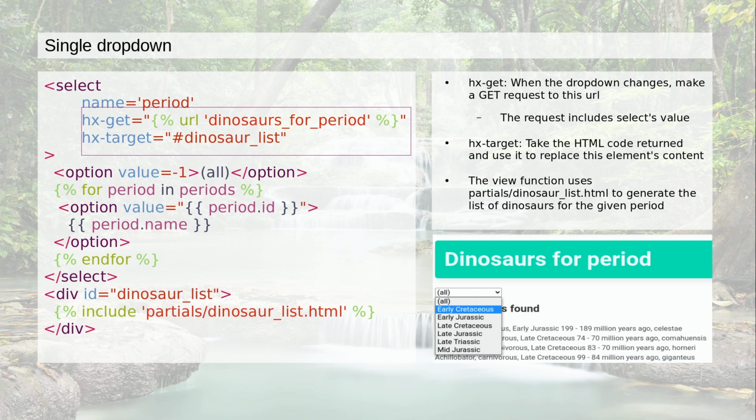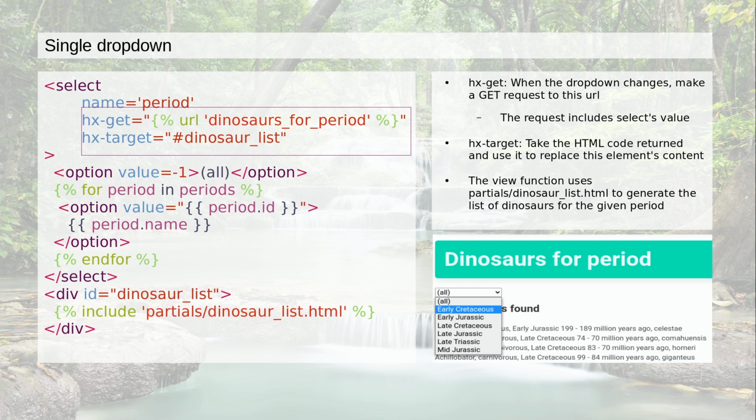So let's have a look at some of the pages in the demo. So first, the single dropdown, the list of dinosaurs by period. So bottom right, you can see there's the dropdown. Just to remind you, when you select a different period, the list of dinosaurs needs to be updated. And it also changed the title. You can't see that, but behind the dropdown it says 309 found, 20 found, or however many are in that period.